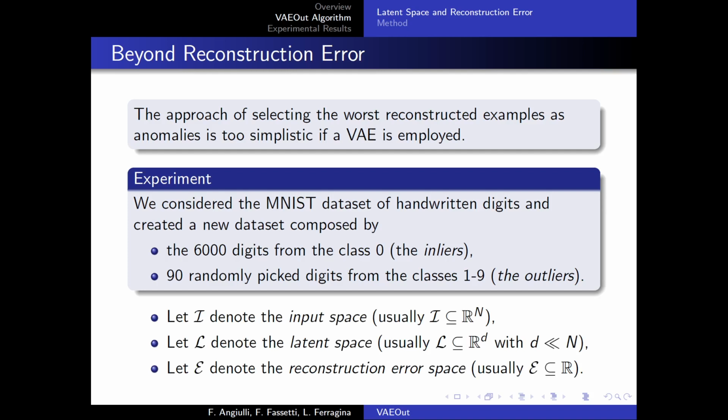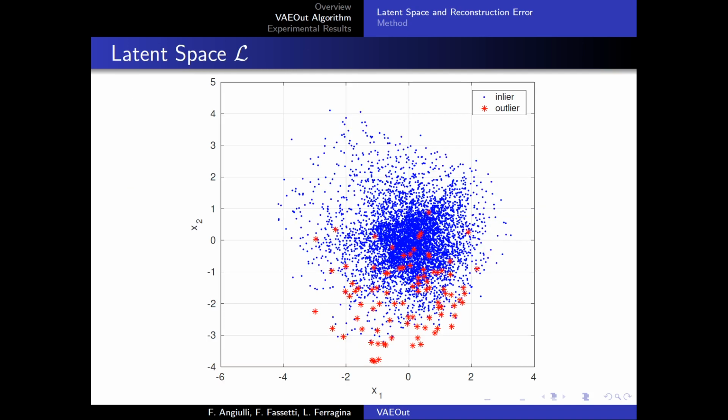Let us give some notation. We will denote with I the input space, with L the latent space, with E the reconstruction error space. In this picture, we can see the plot of the latent space. The points in blue are the inliers, and the stars in red are the outliers. In this example, we set the dimension of the latent space equal to 2 in order to visualize the latent space. In the following, we are going to better analyze the impact of these parameters.